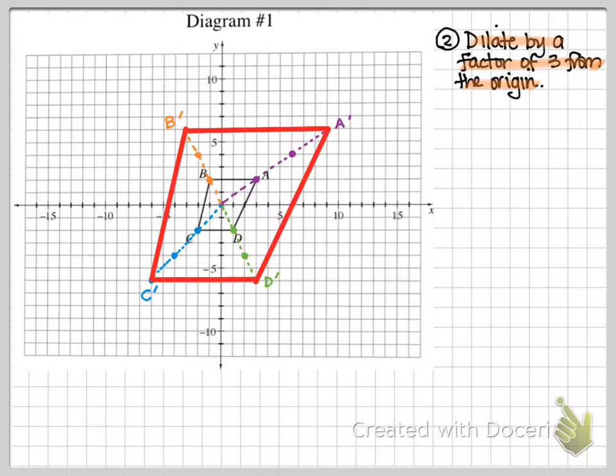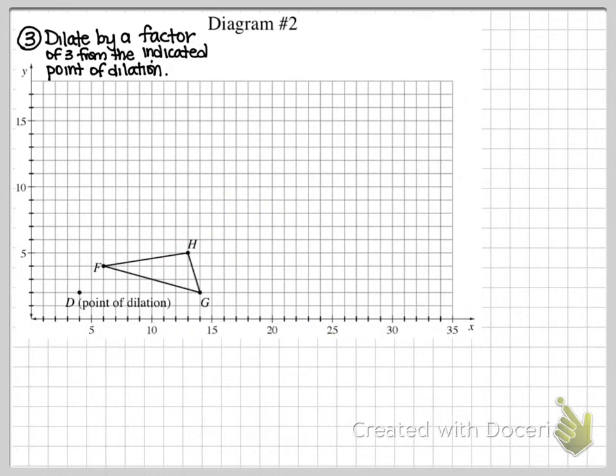It could be outside. Okay, so let's take a look at diagram number 2, and we're going to dilate this by a factor of 3 from the point of dilation. Well, notice that the point of dilation is on the outside, so it's right there. But the process is the same. So I want to imagine having my rubber bands tied together, and it's a dilation of 3, so I would have 3 rubber bands tied together, which means I would have 2 knots.